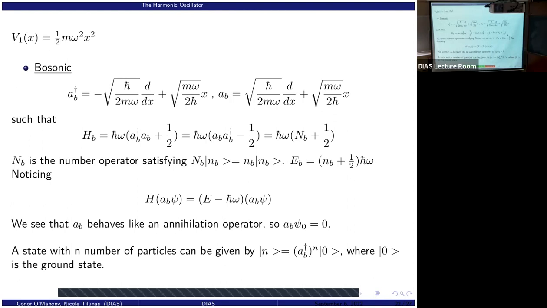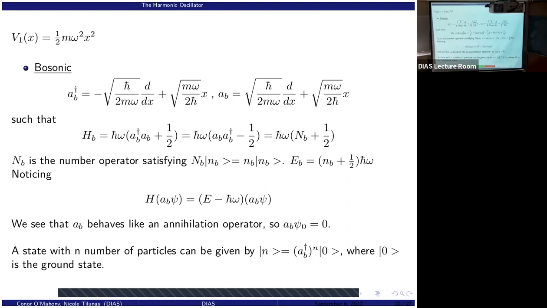If psi is an eigenstate of the Hamiltonian with energy E, that means that A psi is an eigenstate with energy E minus h bar omega. Similarly, A dagger psi would have energy E plus h bar omega. Since this is true, A behaves as an annihilation operator. Once again, we're applying the annihilation operator onto the ground state to equal zero. And a state with n particles can be given by applying the creation operator, A dagger, on the ground state.